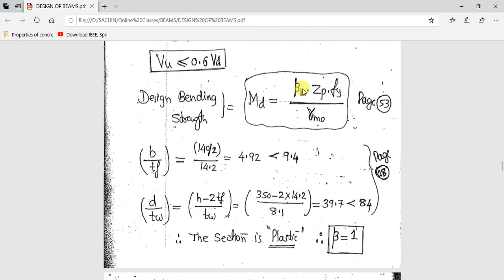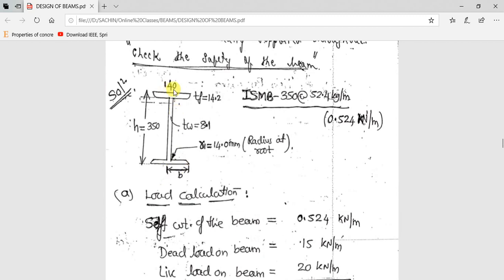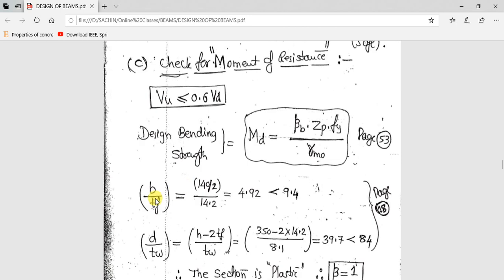In order to design that, you have to refer to these two values. B by TF, that is 140 by 2 in this case. Here B is 140 by 2, since the width of the flange is 140, so half of it is B. The thickness of the flange is 14.2, so it is 4.92, which is less than 9.4. And the other value is D by TW at the neutral axis.